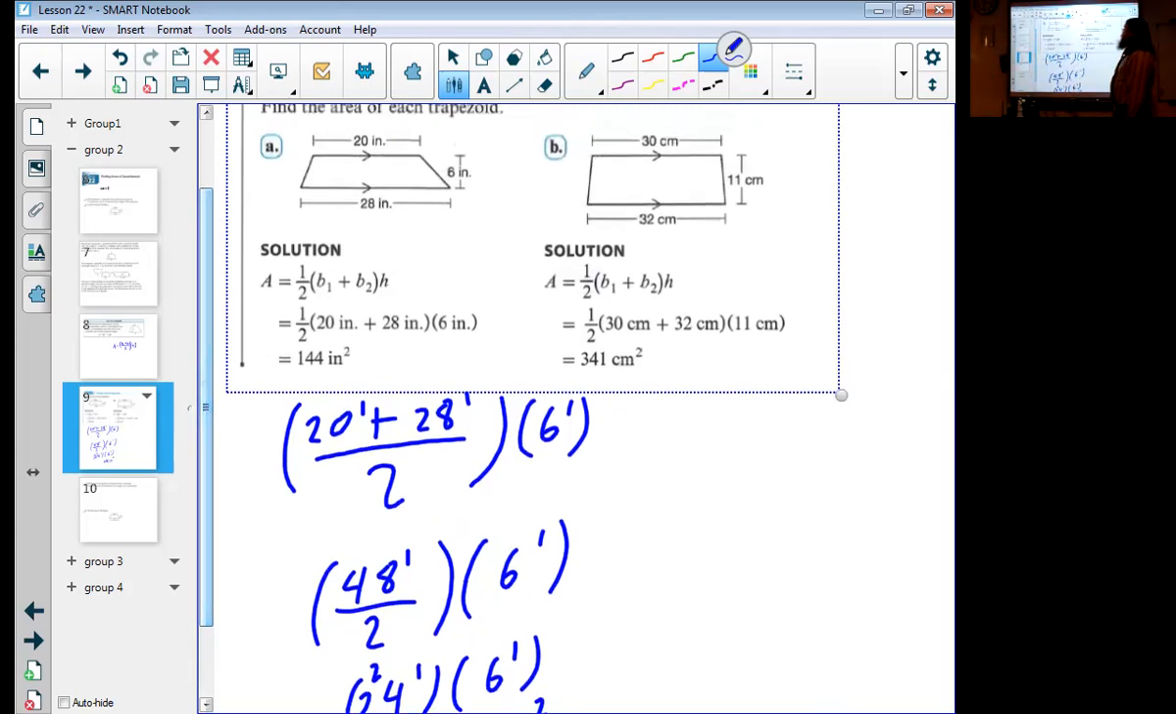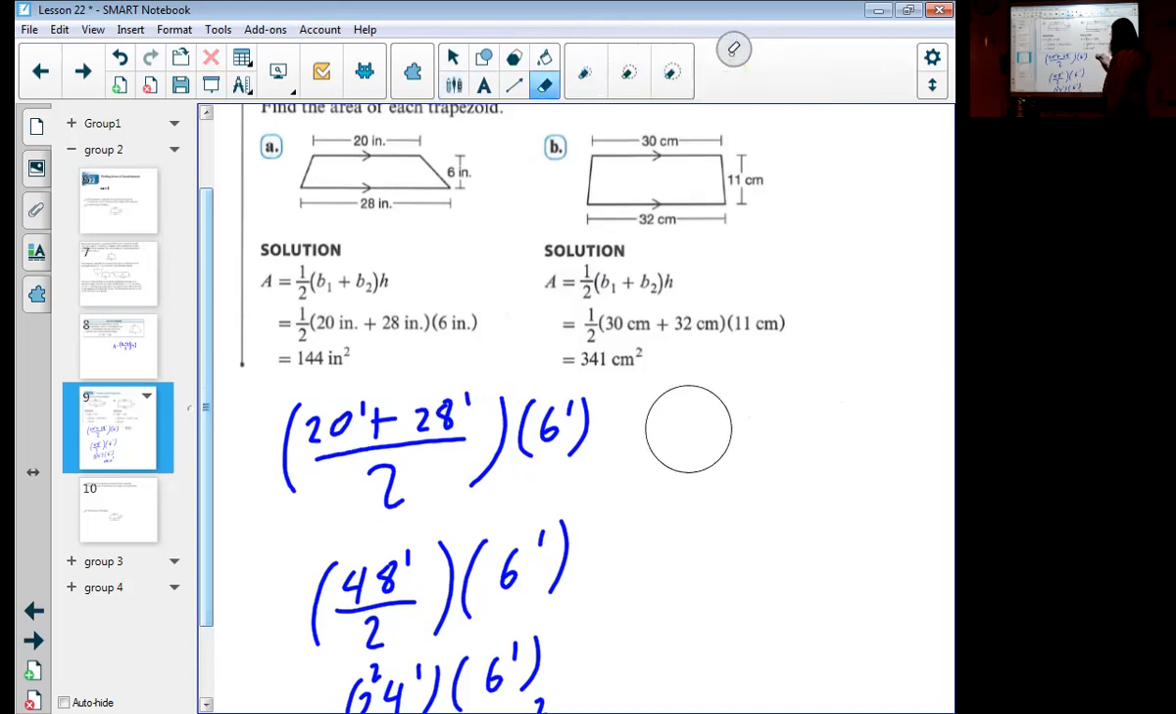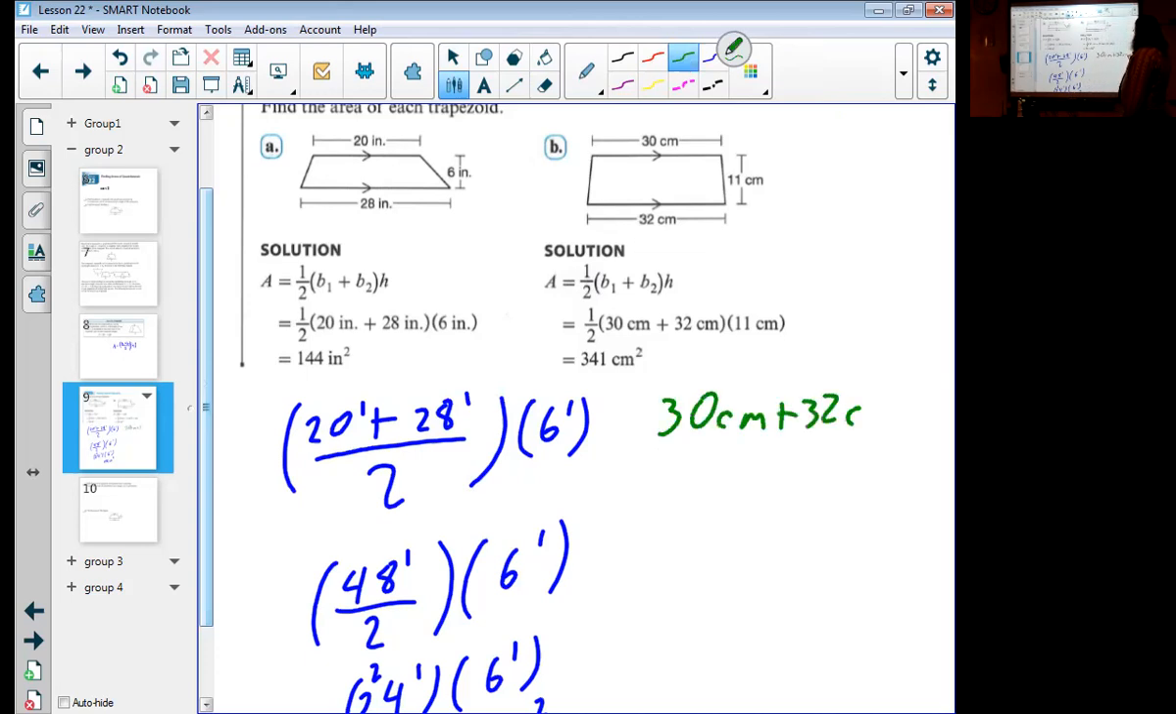Over here, it's the same thing. We're using the same formula. So we have 30 centimeters plus 32 centimeters, divided by 2 in parentheses, times 11 centimeters.